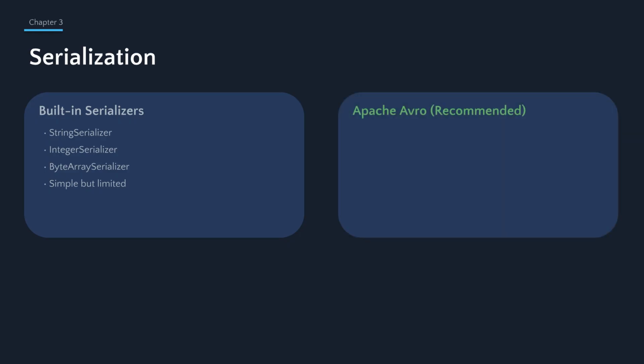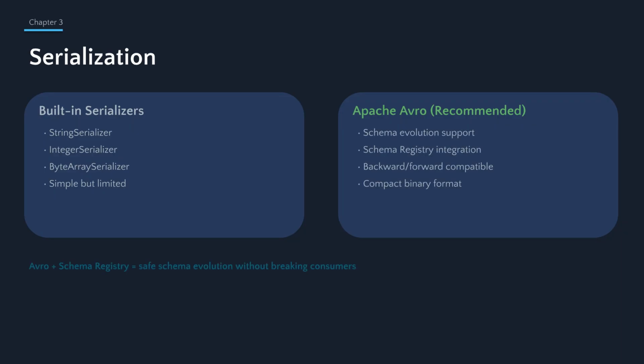Avro gives you schema evolution support. Your data format will change over time. Fields added, removed, types changed. Avro handles this gracefully. The schema lives in a schema registry, and each message just carries a schema ID. Consumers can read messages written with older schemas without breaking. The bottom line: Avro plus schema registry equals safe schema evolution without breaking consumers.